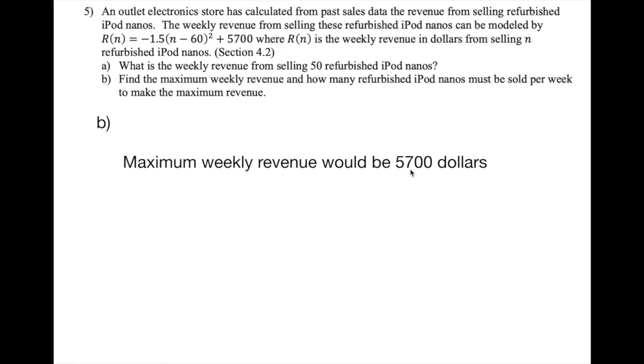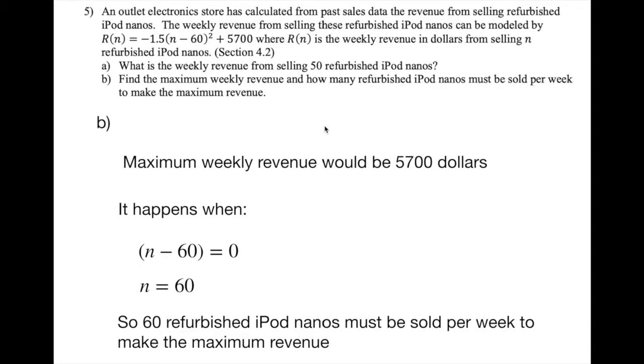Next, let's calculate when that happens. In order to get that, we have to set whatever is inside the bracket equal to 0. So n minus 60 equals 0, n is 60. So we know that 60 refurbished iPod Nanos must be sold in order to reach that maximum amount of revenue. So that's part B.